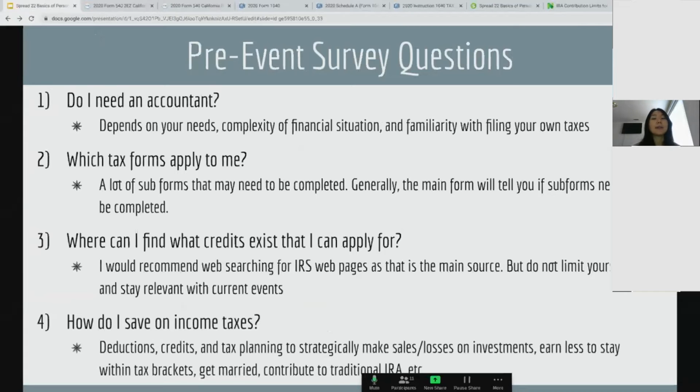Deductions, credit, and tax planning. So all of those things can help save on taxes. So if you think that your income is going to go over a bracket, maybe make less. Or if you're still within a bracket, then make up to the bracket amount. Maybe get married, contribute to your IRA, stuff like that.